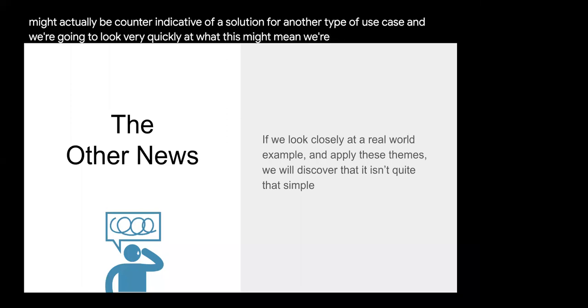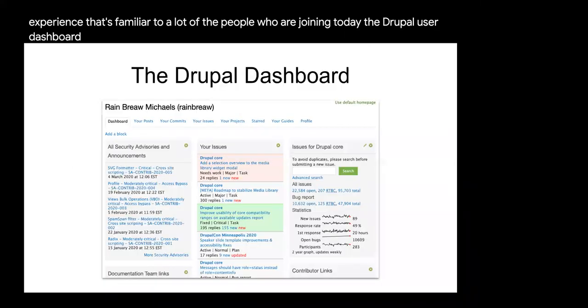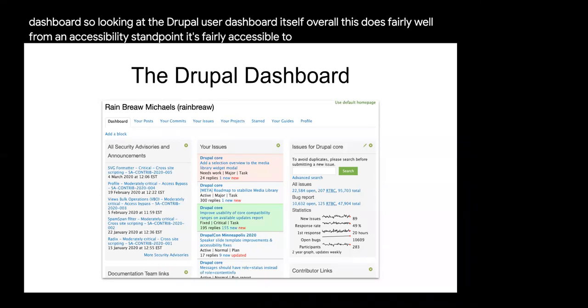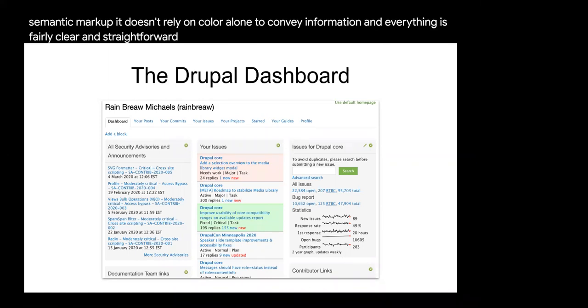We're going to take an experience that's familiar to a lot of the people who are joining today, the Drupal user dashboard. So looking at the Drupal user dashboard itself, overall, this does fairly well from an accessibility standpoint. It's fairly accessible to screen readers. It has good semantic markup. It doesn't rely on color alone to convey information, and everything is fairly clear and straightforward.